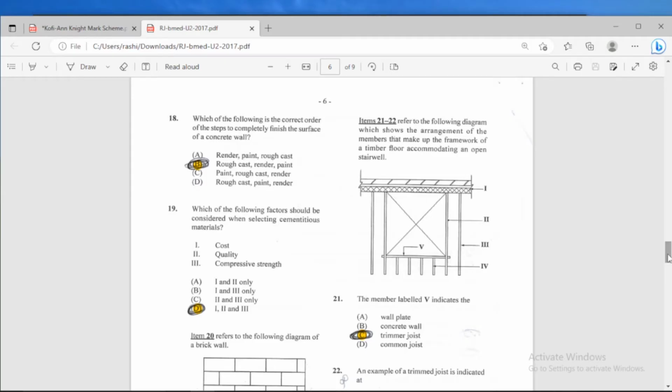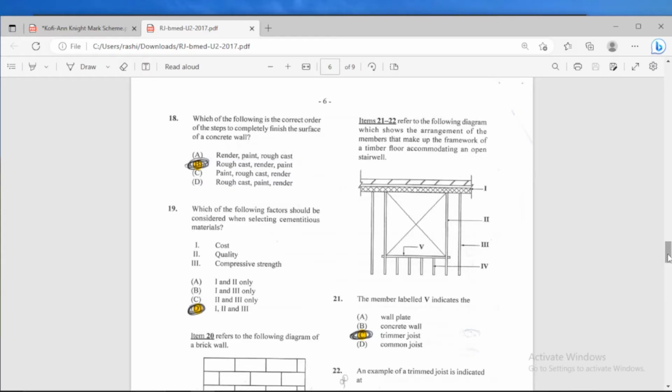Number 18 here says, which of the following is the correct order of the steps to completely finish the surface of a concrete wall? Do you want to render, paint, rough, then cast; rough, cast, render, then paint; paint, rough, cast, and render; or rough, cast, paint, and render? In this case, we would know that A and C would be out because you don't want to render first before you do the rough, and you don't want to paint before you do all of that. So the answer here would be rough, cast, render, and then paint. So the answer is B.